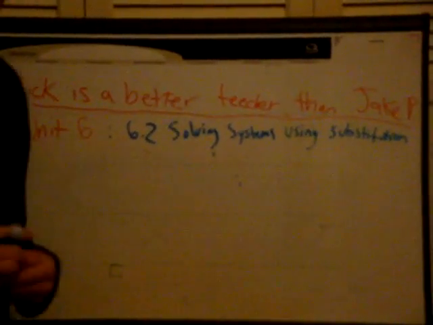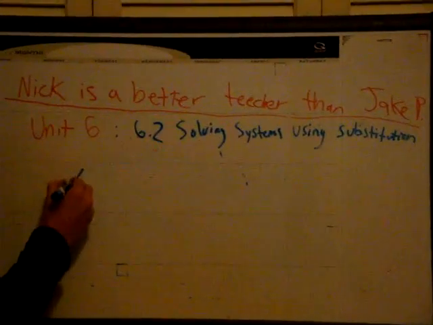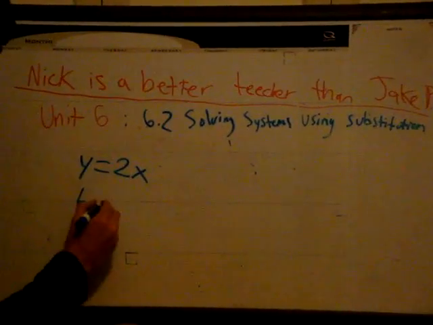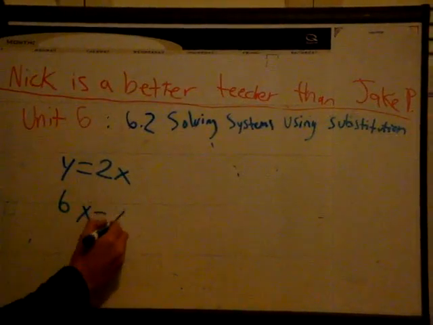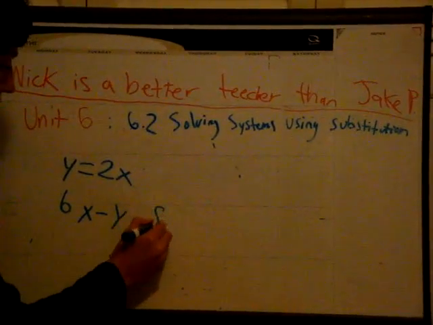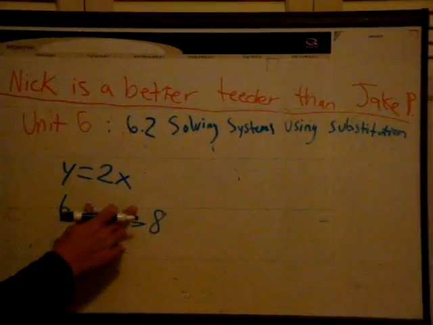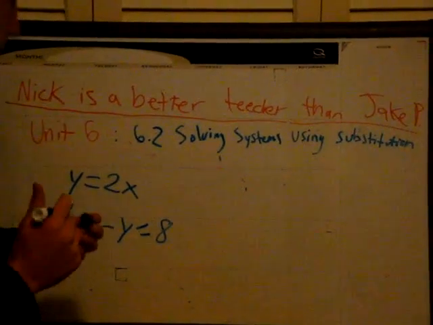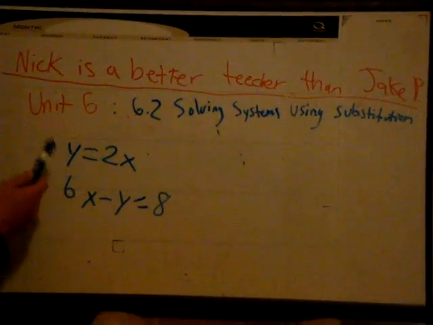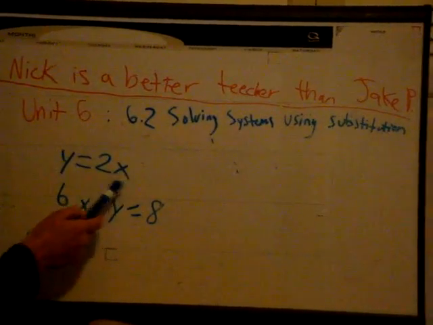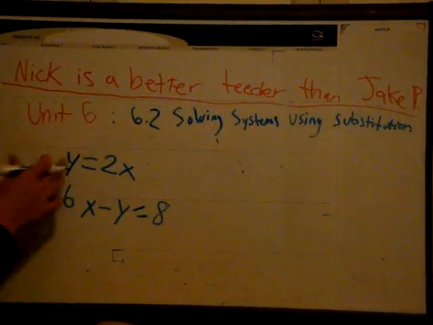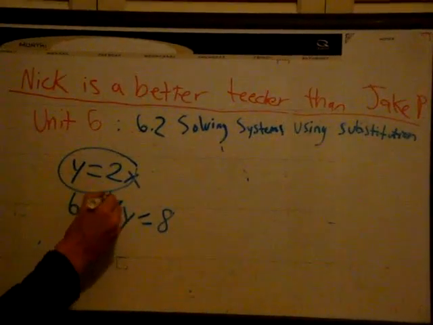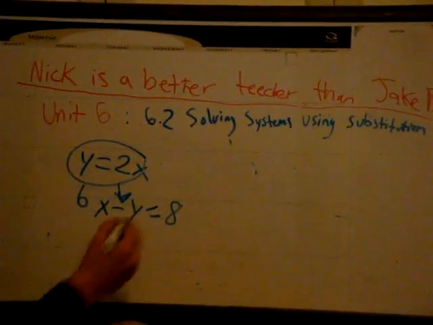We're going to be working on Unit 6 again, but this time it's 6.2, solving systems using substitution. So I'm going to show you what that means. Here's our first example. y equals 2x and 6x minus y equals 8. Okay, so here's what we do. Because the first equation is y equals 2x, to find out what x and y are, we're going to plug this into this, which will look like this.